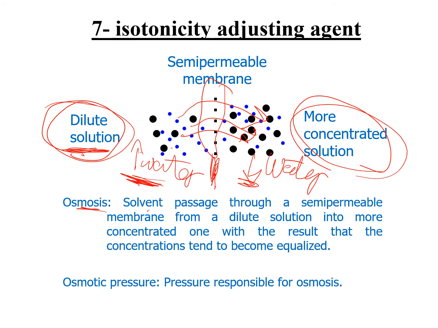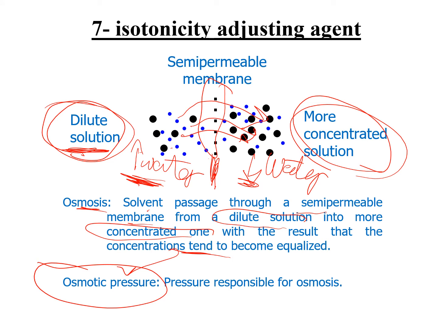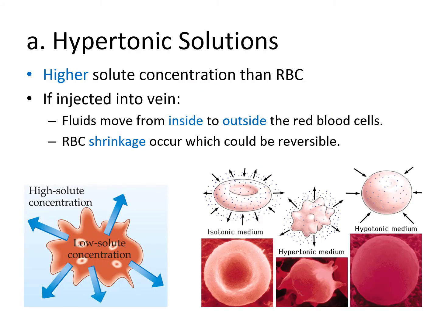Osmosis is solvent movement through a semi-permeable membrane from the diluted solution into a concentrated solution, because of the difference in concentration. This difference in concentration is called osmotic pressure. So osmotic pressure is the pressure responsible for movement of solvent from one side to the other because of the difference in solute concentration. It's very important in our parenteral injection to know if our product has the same osmotic pressure as red blood cells or a different osmotic pressure.